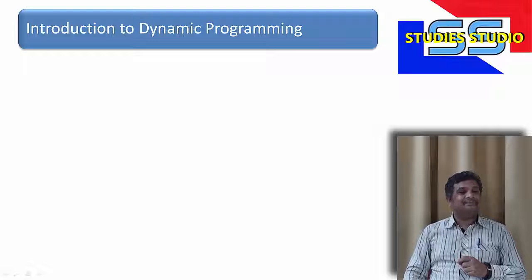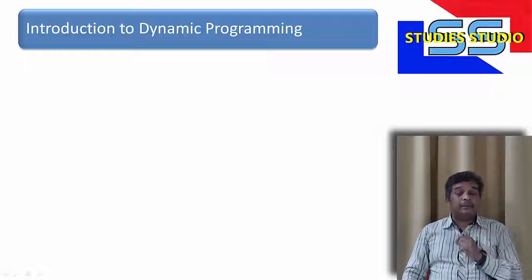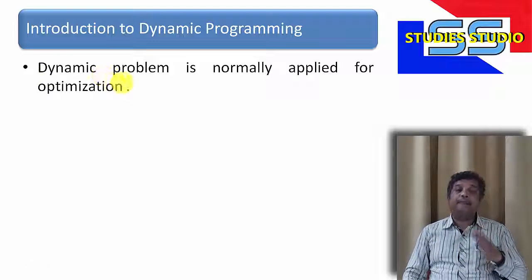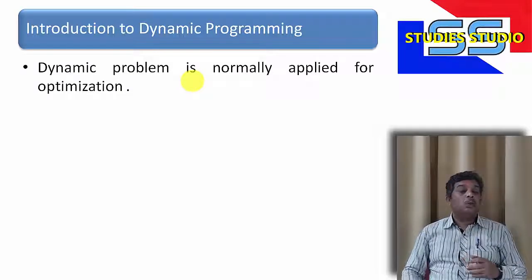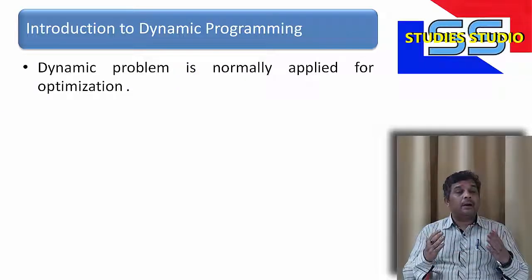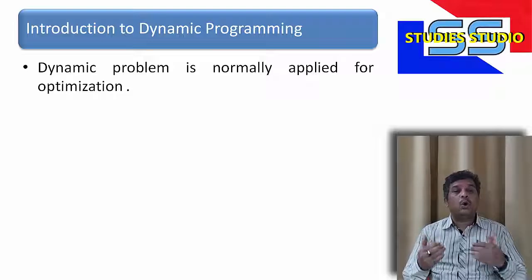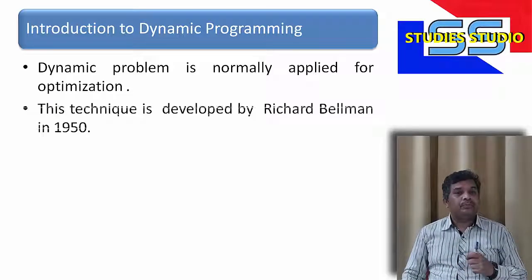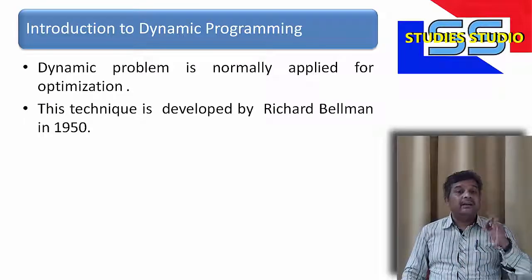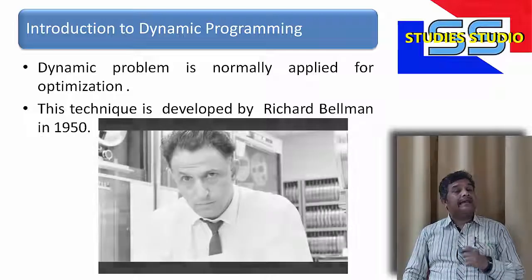So, let us start. Basically, dynamic programming is normally applied for optimization problems. What is an optimization problem? A problem which can be either maximized or minimized. And this technique was developed by Richard Bellman in the year 1950.